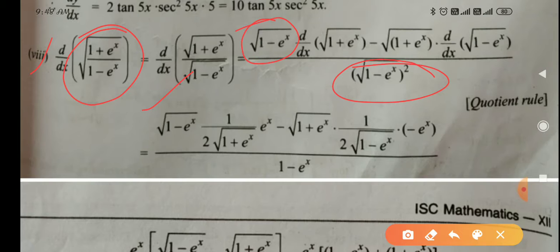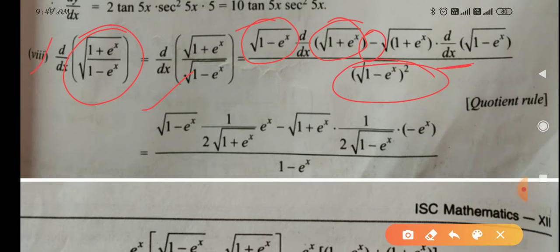Then d upon dx of u. So u is d upon dx of under root 1 plus e to the power x. Then the minus sign comes. U is the same, u means under root 1 plus e to the power x. Then in multiplication, d upon dx of v. So d upon dx of under root 1 minus e to the power x. Now when you differentiate, you can see this is the same, it is written.